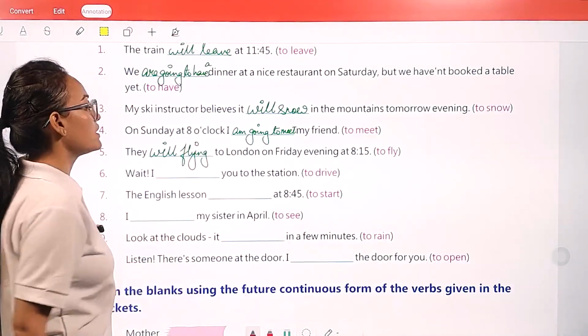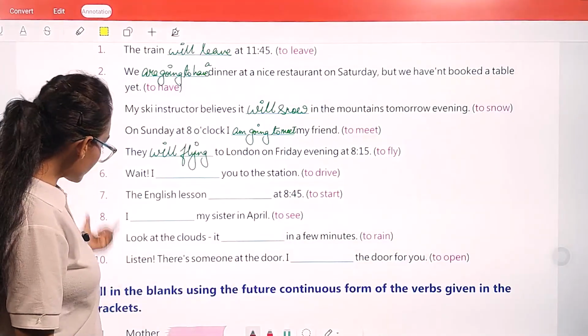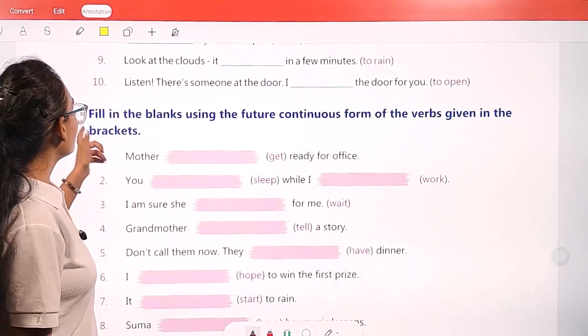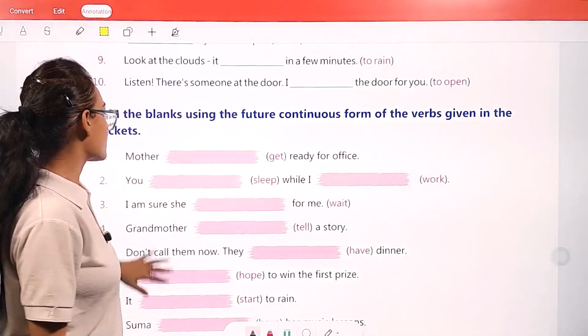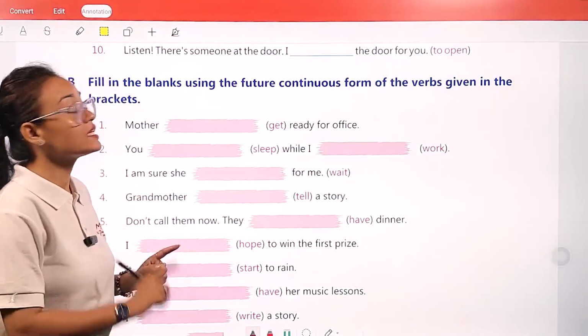They will be flying to London on Friday evening at 8:15. Okay. Similarly, the rest of the 6 to 10 you are going to do on your own. Now, fill in the blanks using the future continuous form of the verb given in the brackets. Here we are going to use future continuous tense.